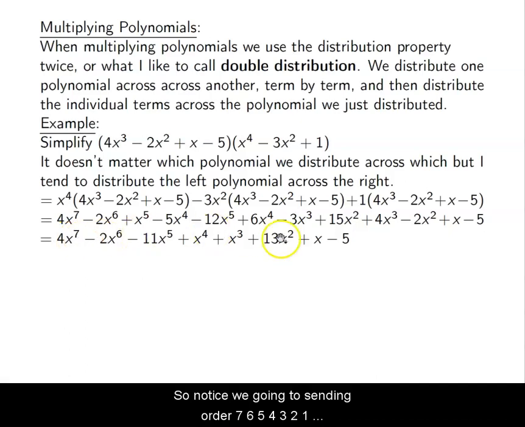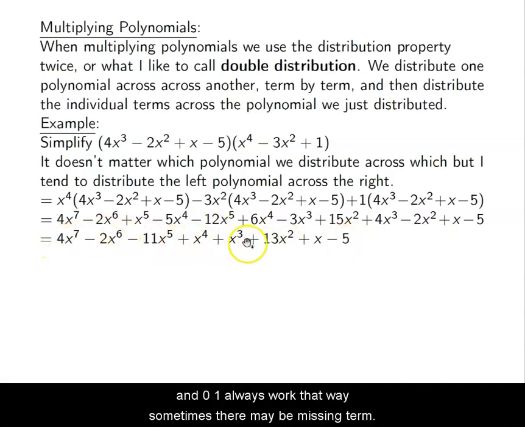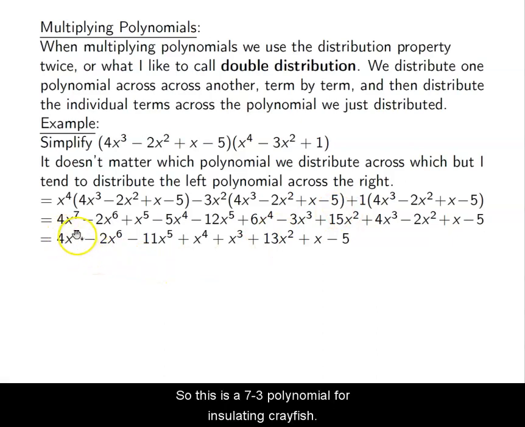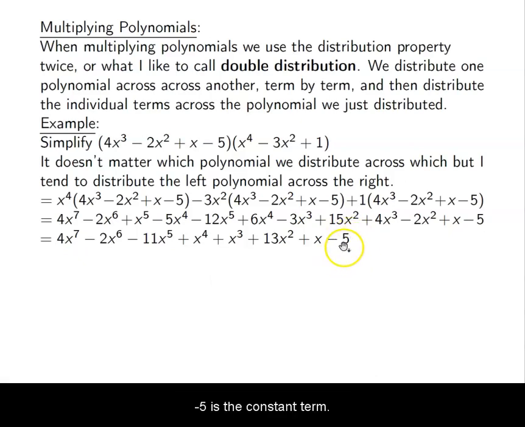So notice we go in descending order: 7, 6, 5, 4, 3, 2, 1, and 0. It won't always work that way. Sometimes there may be missing terms because things add or combine to 0. So this is a 7th degree polynomial. 4 is the leading coefficient. Negative 5 is the constant term. The a4 term is 1, the term that's attached to x to the 4th. The a6 term is negative 2. The a1 term is 1, and so forth.